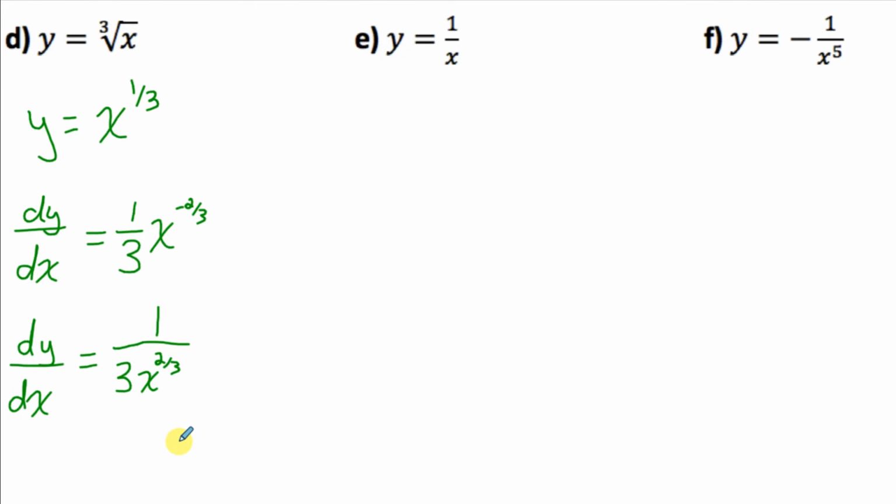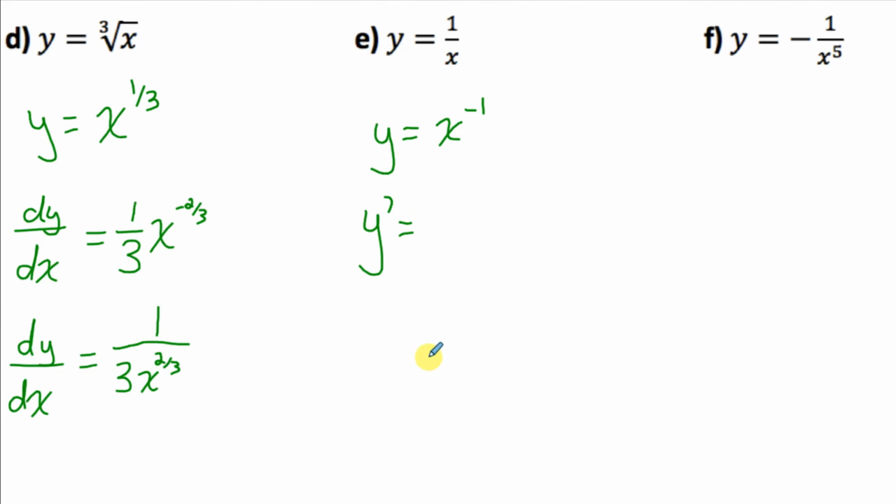That's fine. Part E, we have 1 over x. Well, let me rewrite that. This x, if we brought it back up to the numerator, it would change the sign of its exponent from 1 to negative 1, and that'll make our differentiation quite a bit easier. Y equals x to the negative 1. This is equivalent to the line above. And now I can use the power rule to differentiate this. I'll write y prime this time. This means the same thing as dy over dx.